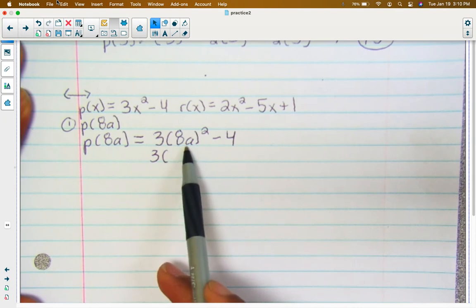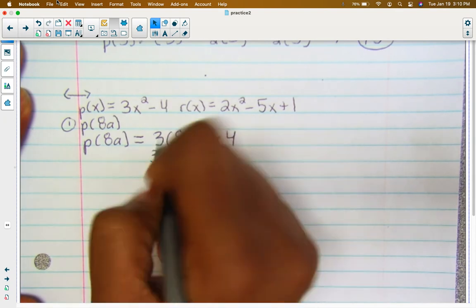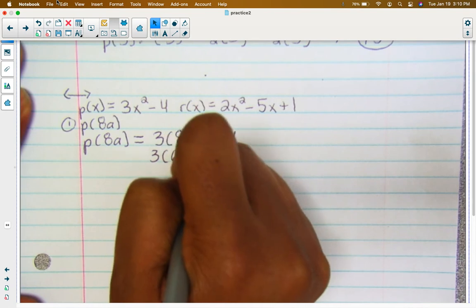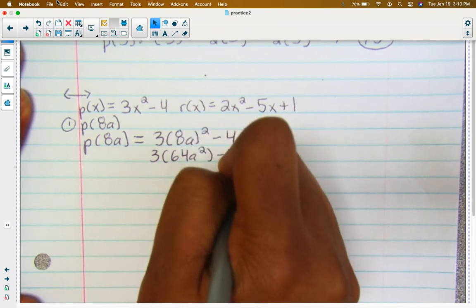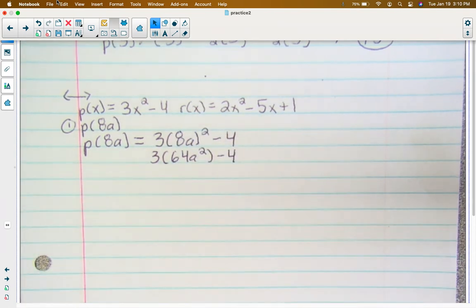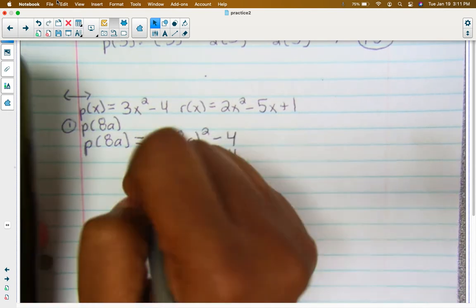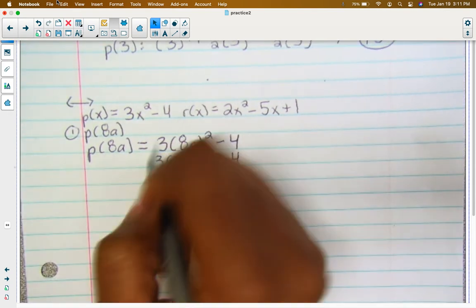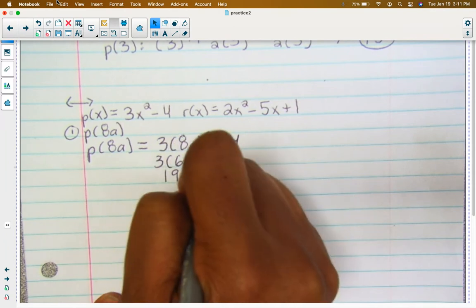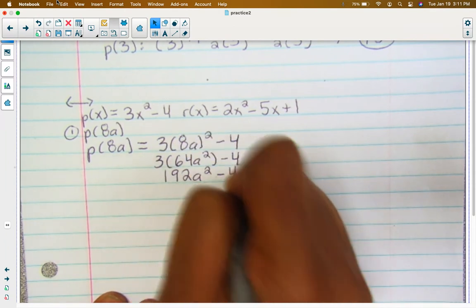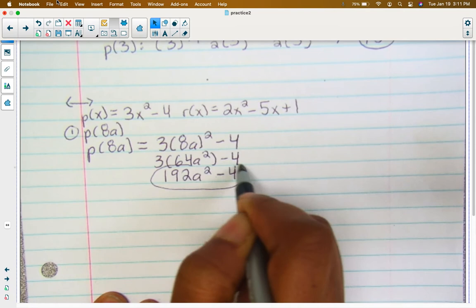8a times 8a, that's what it means to square something. That is 64a squared. So I'm using order of operations. From here, now I can multiply. We're going to be multiplying 64 times 3. Use a calculator. So 64 times 3, I got 192. So this gives me 192a squared minus 4. And that is our final answer.